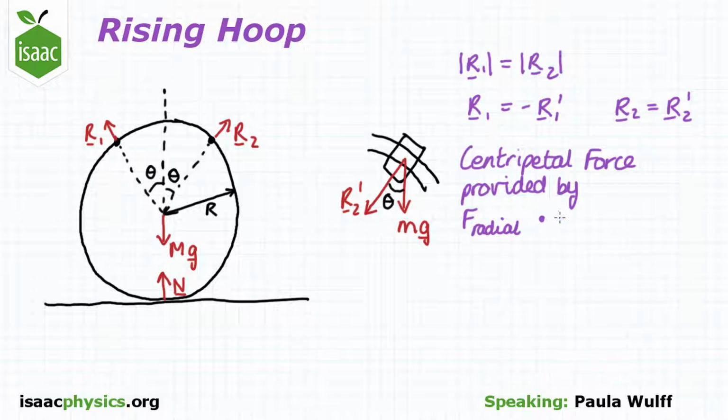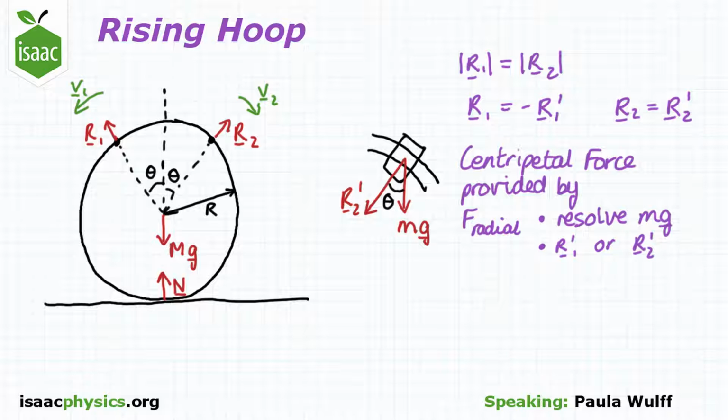This radial force can be found by finding the radial components of the weight of each bead and R1' or R2' respectively, while the centripetal force, which we know this must be equal to, can be expressed in terms of V1 or V2, the velocity of the bead in question. Again, due to symmetry, V1 and V2 must have the same magnitude.